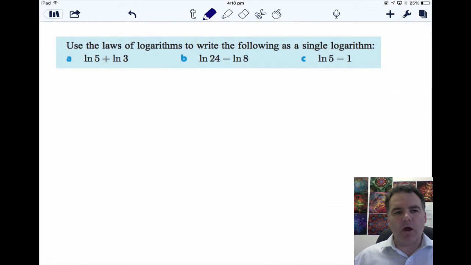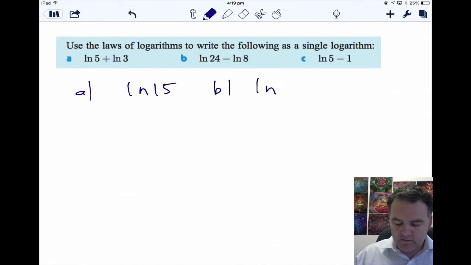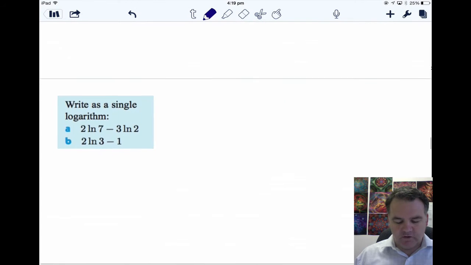Laws of logarithms apply again here. So A, really easy, ln 5 plus ln 3. I think we did this last time. It's just ln 15. ln 24 minus ln 8 is ln 3. When we're subtracting, we divide. ln 5 minus 1. So these ones here are no different from the other ones if we had a log sitting there. There's just no difference in the way that you do these questions.